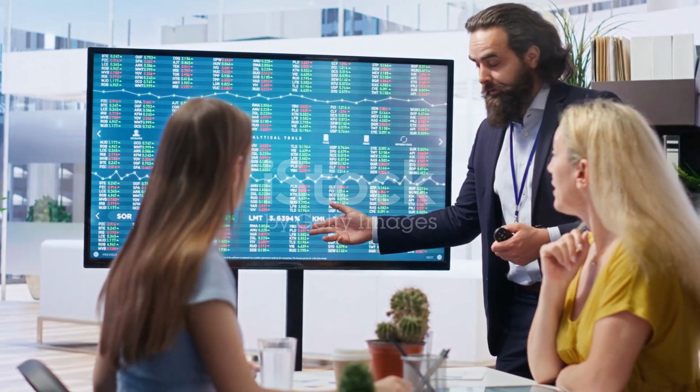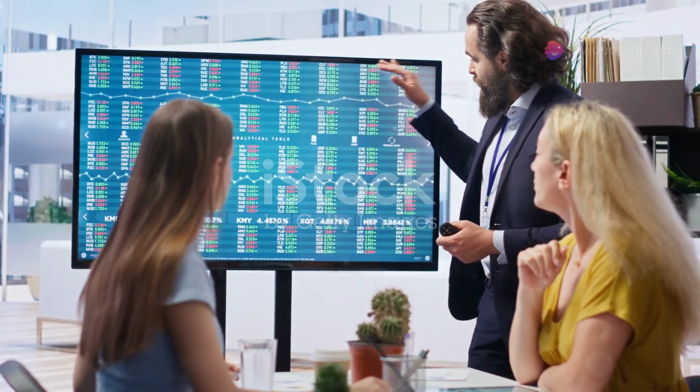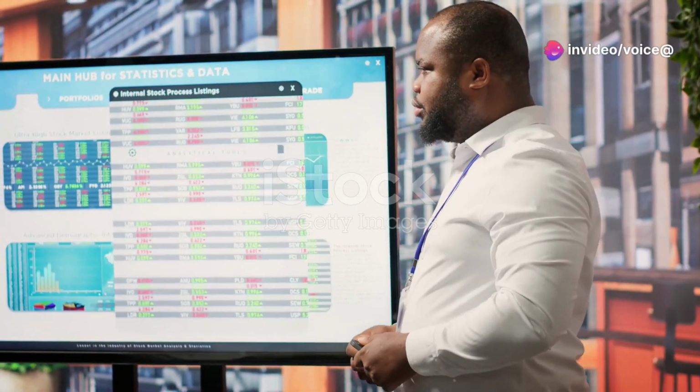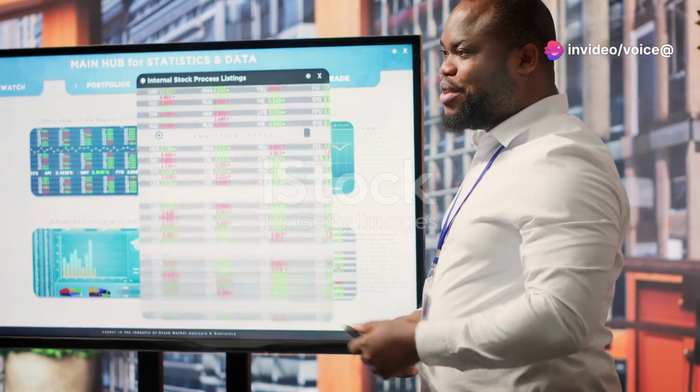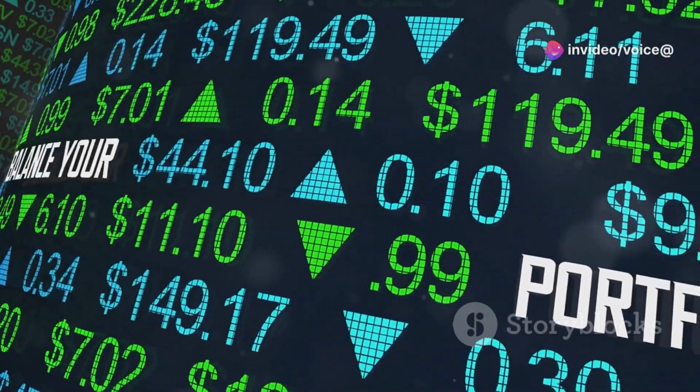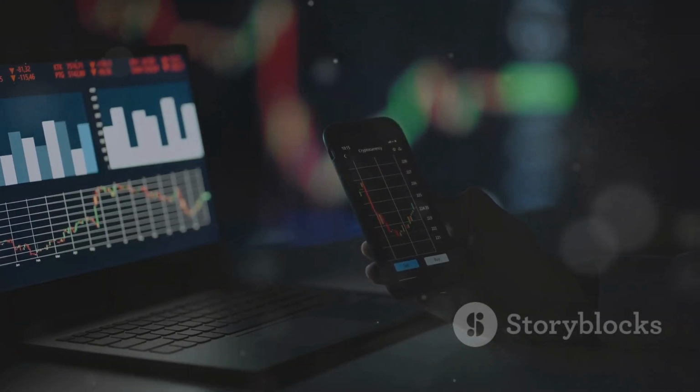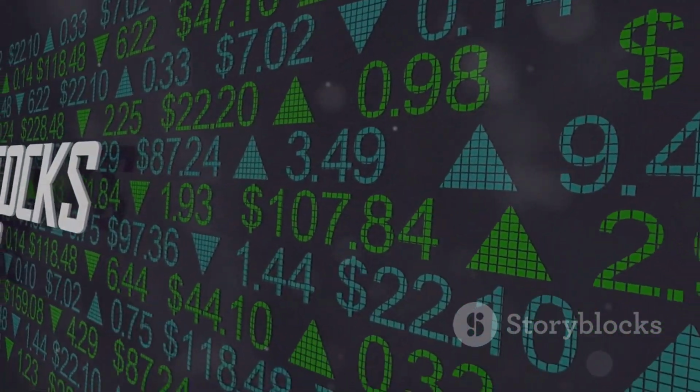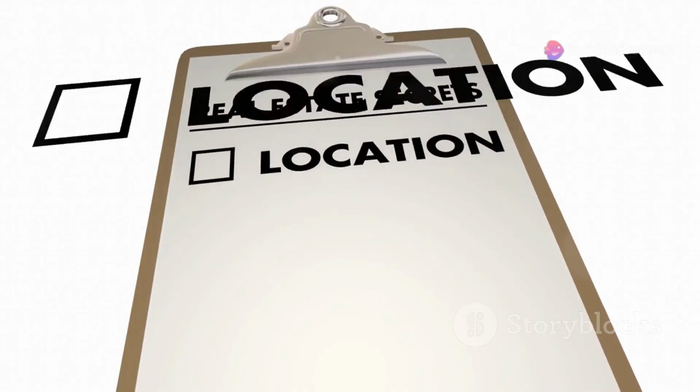Real-world diversification. Building a portfolio for stability. Let's break down diversification with some real-world examples. Imagine you're interested in asset class diversification. You could invest 60% in stocks for growth, 30% in bonds for stability, and 10% in real estate for inflation protection.